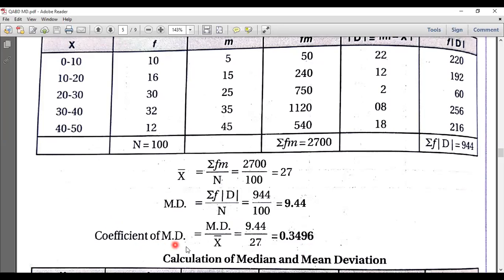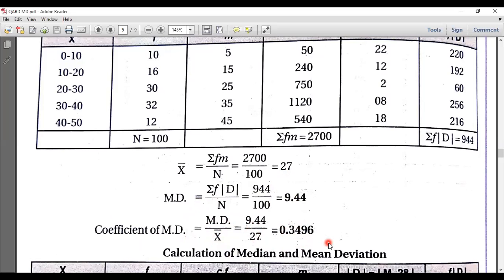Next, coefficient of mean deviation is equal to mean deviation divided by x bar, that is equal to 9.44 divided by 27. 9.44 is the mean deviation, 27 is the mean. We'll get the value 0.3496.